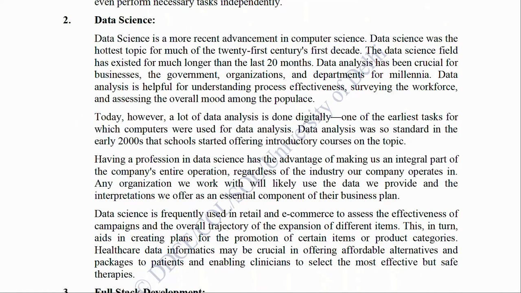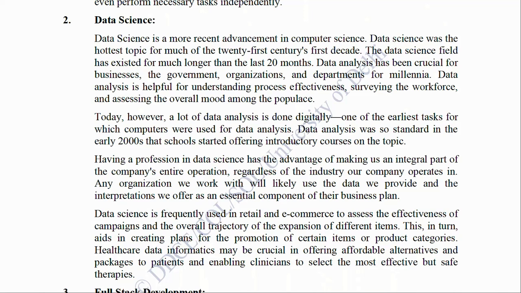Point number two, data science. Data science is a more recent advancement in computer science. Data science was the hottest topic for much of the 21st century's first decade.